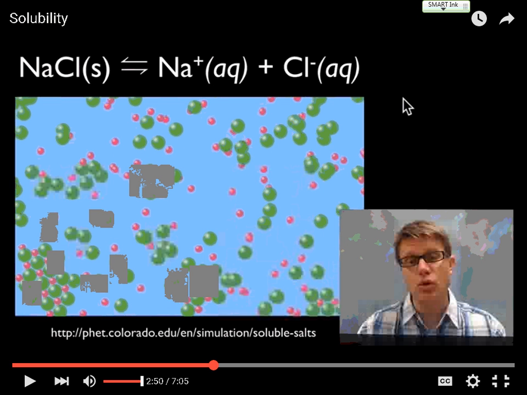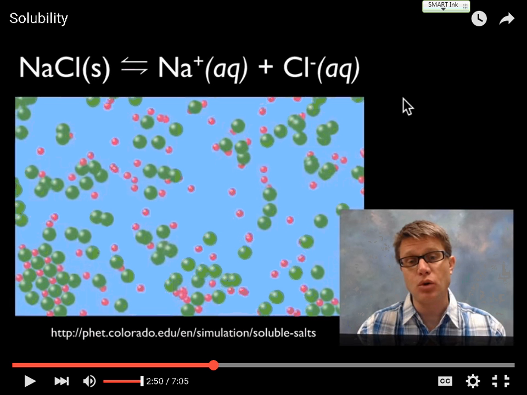So if there are too many ions in solution, what happens? What is the relationship between Q and K? Q is greater, right? And so you can see it's shifting back, or proceeding back, which way? So the reactant side, the left side, which is solid, and you can see it's starting to clump together.